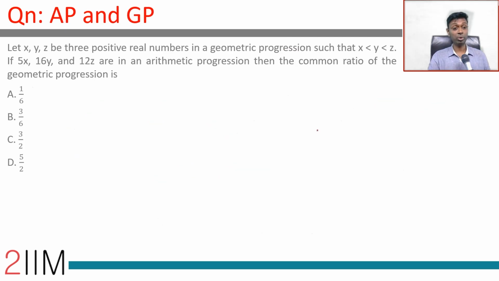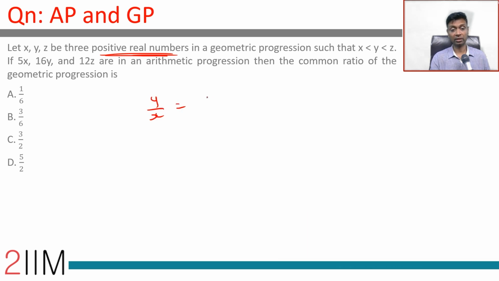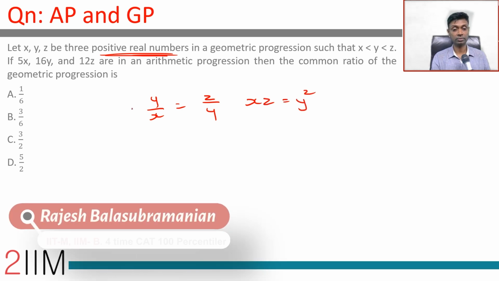Let x, y, z be 3 positive real numbers in geometric progression. Lovely, positive real numbers. That usually simplifies questions. In a geometric progression such that x less than y less than z, y by x equals z by y. xz equals y square. This is a common ratio. 5x, 16y and 12z are in arithmetic progression.